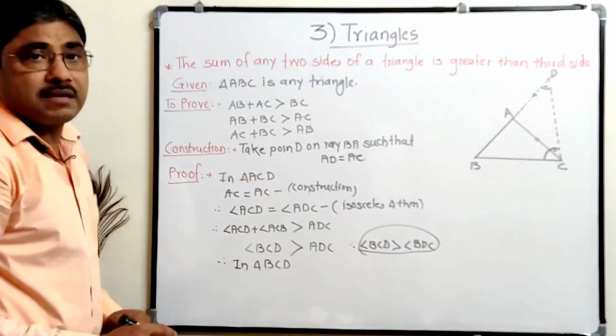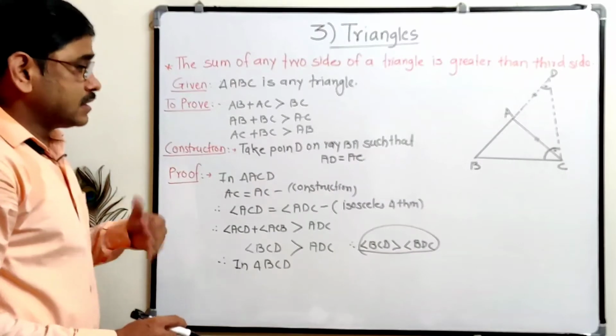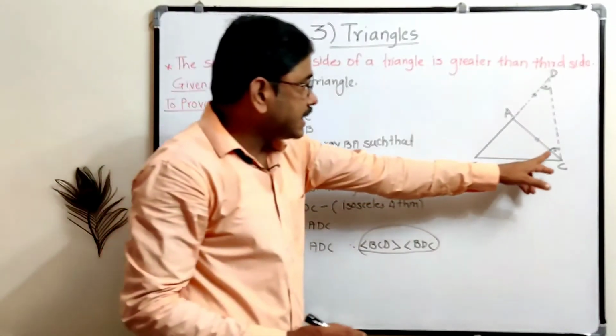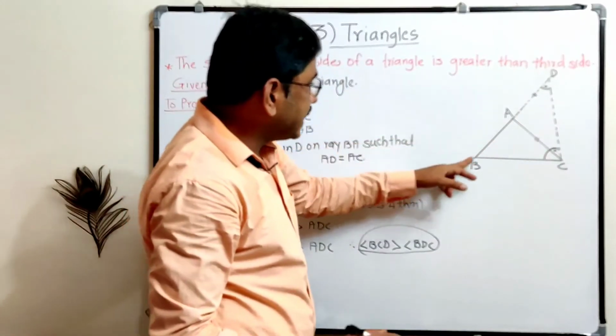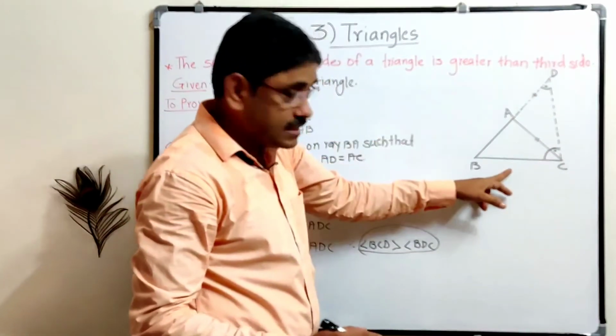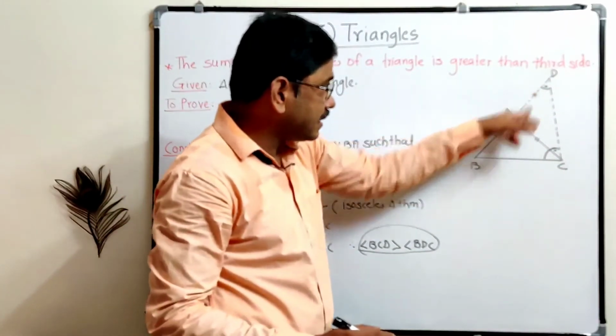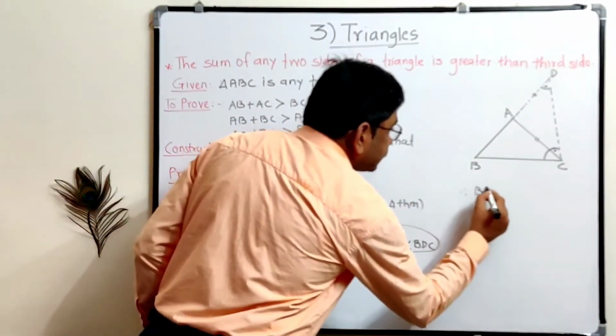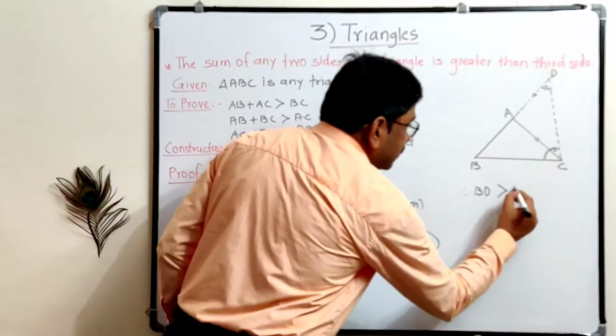So in triangle BCD, by the property that the side opposite to the greater angle is greater, this angle is greater, so side BD, which is opposite to this angle, is greater than BC. So we get BD is greater than BC.